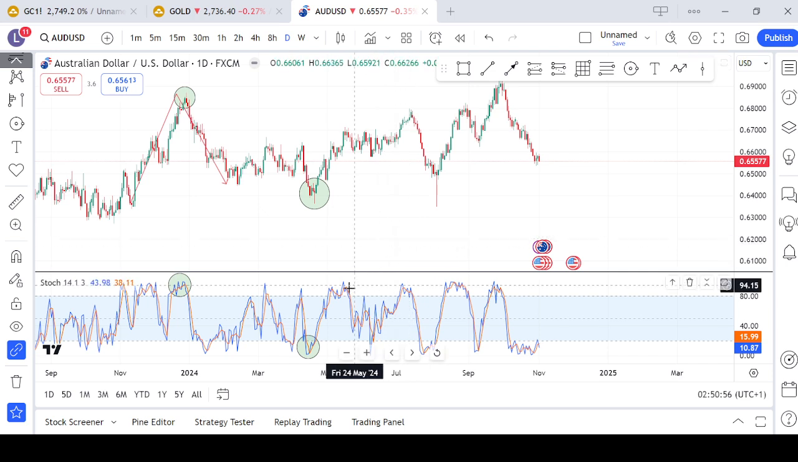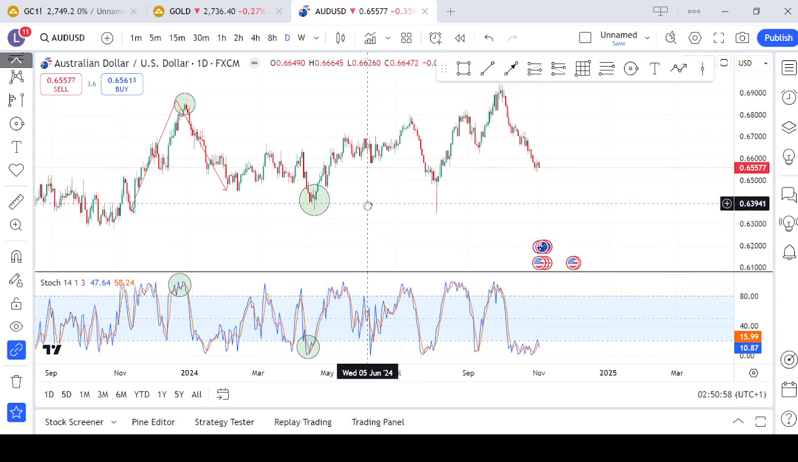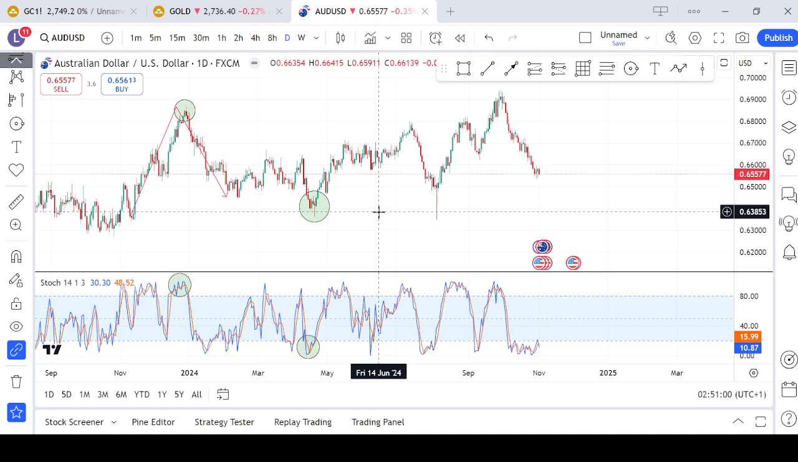When the K line crosses above 80, it means that price is overbought, and if it crosses below 20, it means that price is oversold. And like the RSI, the stochastic oscillator can produce false signals during strong trends. So to filter out these false signals, you can look for divergences between the stochastic oscillator and the price action, just like we did with the RSI.